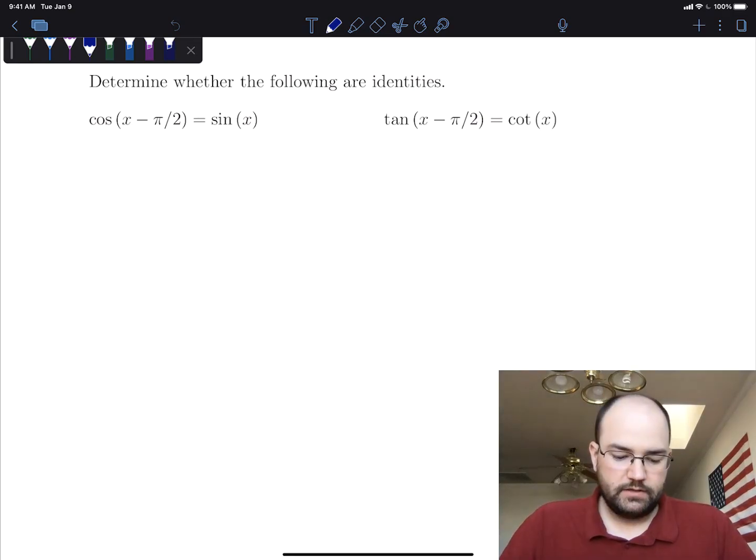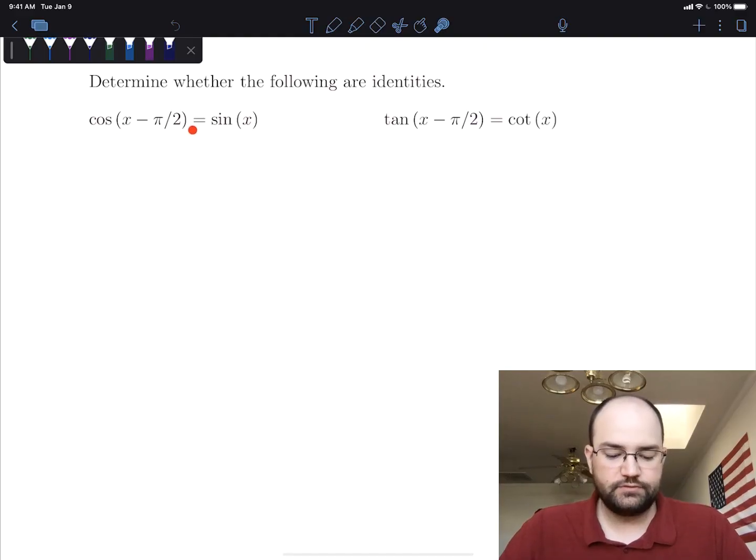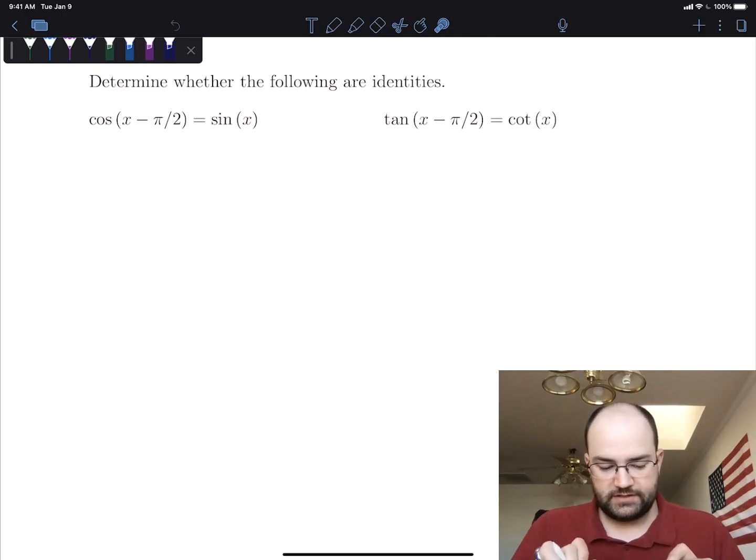Hello. In this video, we want to determine whether the following are identities. We have the cosine of x minus pi over 2 is equal to sine of x, and tangent of x minus pi over 2 is equal to cotangent of x. Now, here's the thing. These are not in the form of cofunctions.